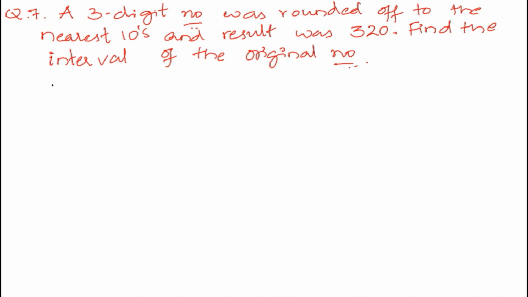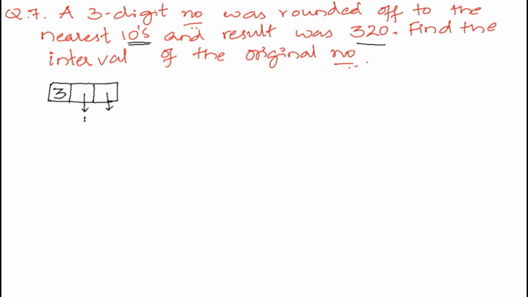Here we have 3 digits. So let me make a box in which units place, tens place and hundred place are there. The given number is resulted to 320, and we are rounding the number to the nearest tens, so that gives a hint that this digit at hundreds place is fixed. So what could be the number here?